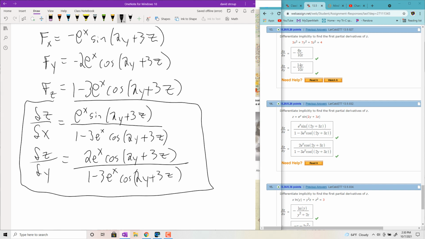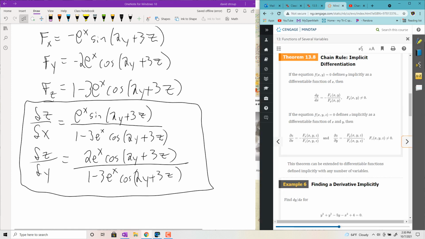It turns out that we're not going to be doing a lot of implicit differentiation, but you want to make sure you at least see it once in case it comes up down the road.